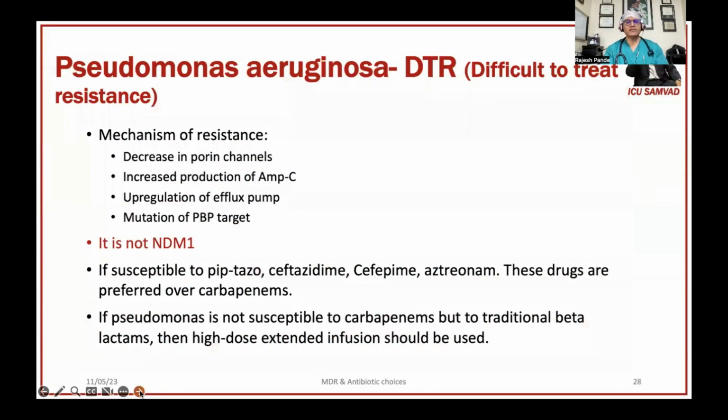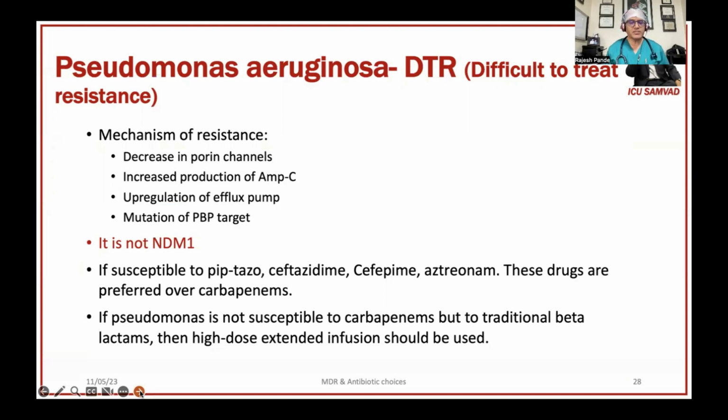So moving on further, the next bug is Pseudomonas aeruginosa, the difficult-to-treat Pseudomonas aeruginosa. The mechanisms of resistance development here are a little different because it's a problematic bug. There is a decrease in the porin channels, or the entry points, and increased production of AmpC. There is upregulation of efflux pumps, and mutation of the penicillin-binding protein as well. It is not basically because of NDM-1. So this is something that we should remember.